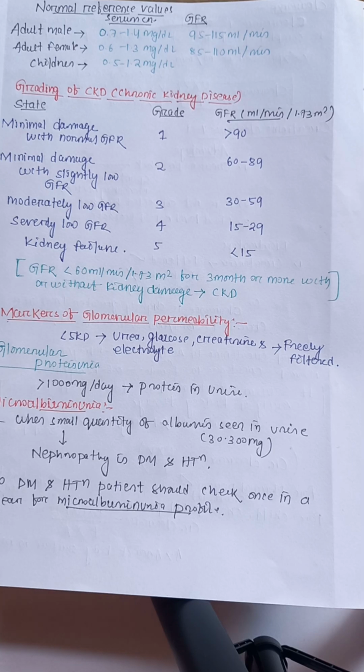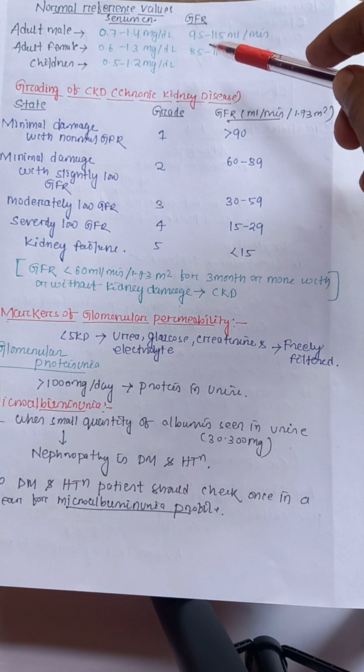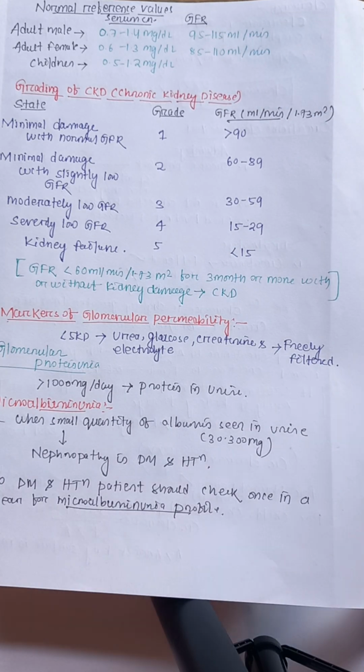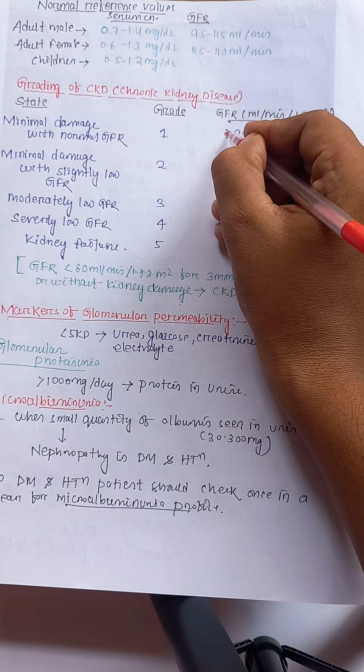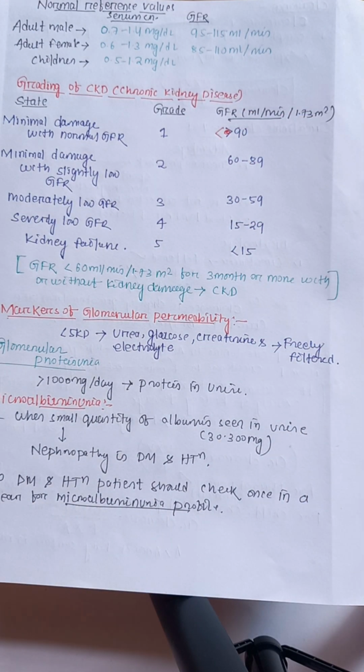Okay, grading of CKD, chronic kidney disease, mostly prefers GFR, where the GFR indicates how much the kidney is damaged. Like in minimal damage with normal GFR, GFR is normal but minimal damage. That means what is the normal value? Normal value is 95 to 115. Actually, I have written wrong here. This should be less than 90, okay, not greater than 90.